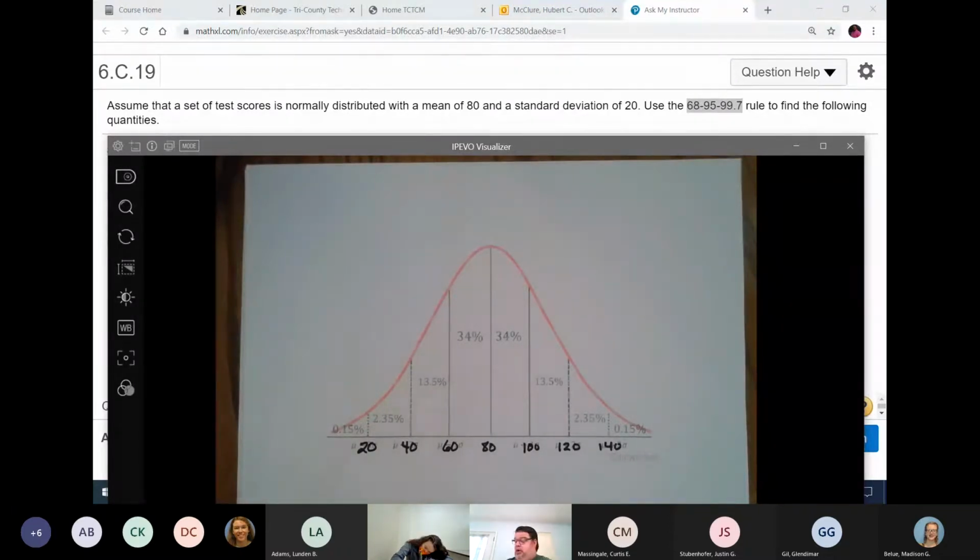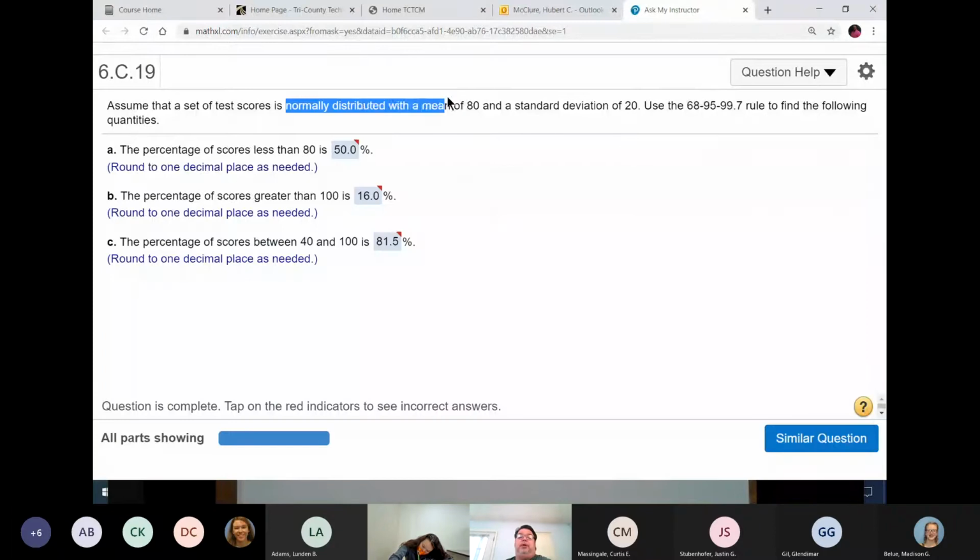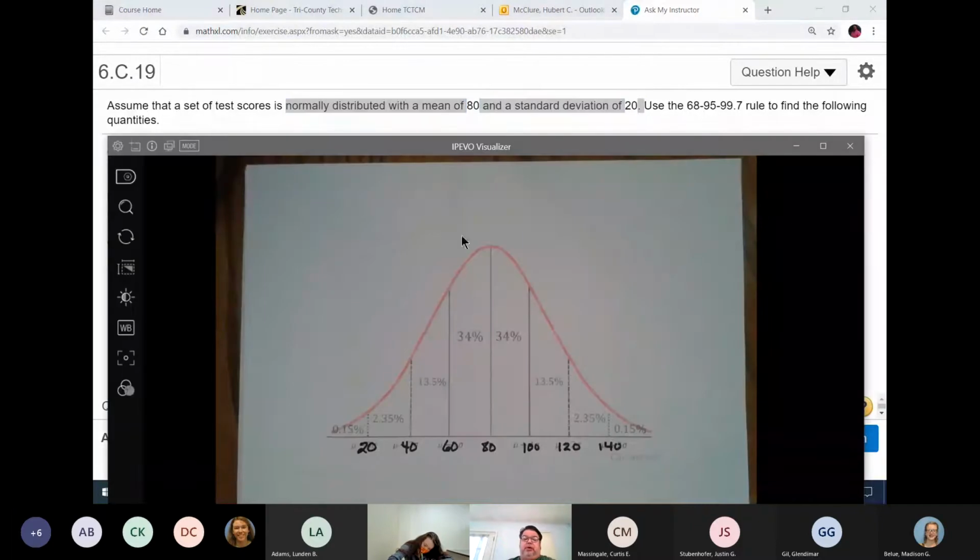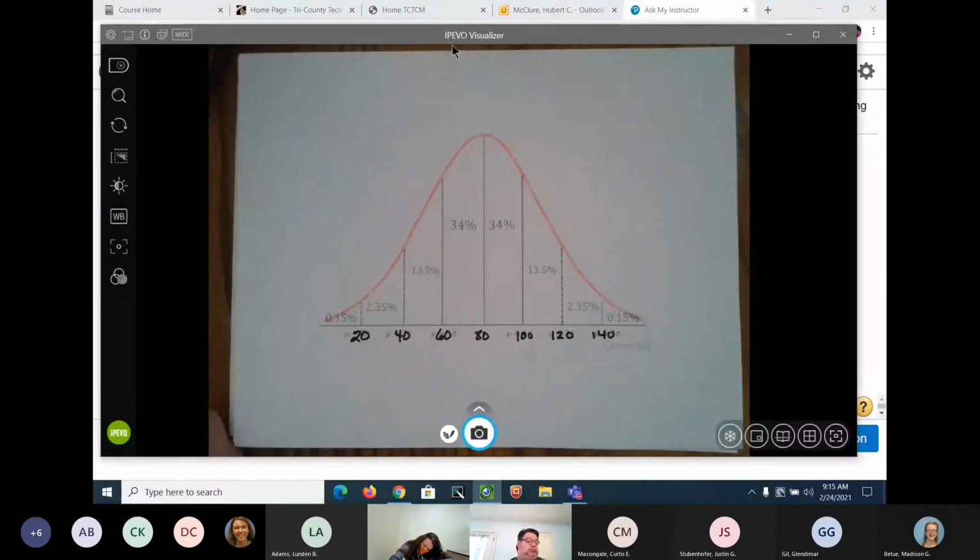And that takes care of this sentence right here: normally distributed with a mean of 80 and a standard deviation of 20. When you see that on a test or homework, chances are it means draw the curve. Well, you don't have to draw the curve because you've already got it drawn. There it is. Now we're going to go ahead and fill it out.